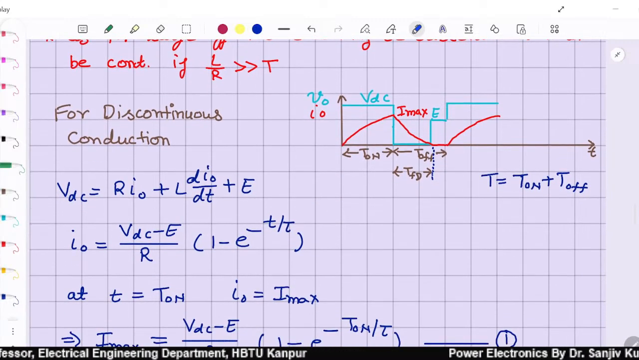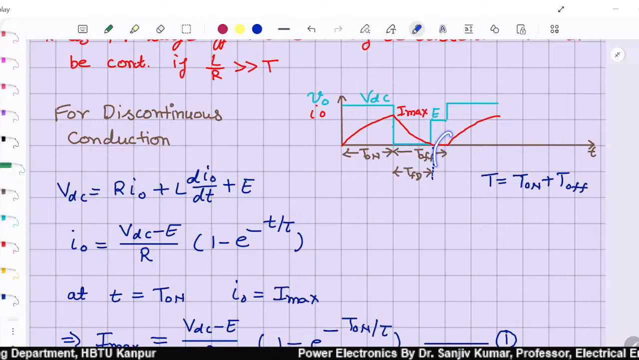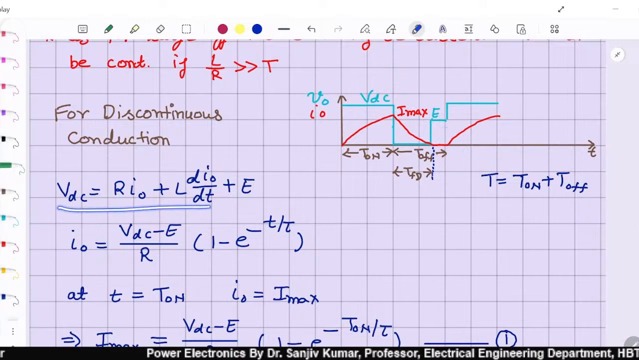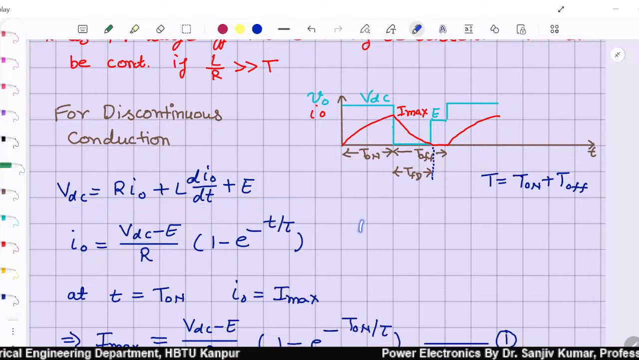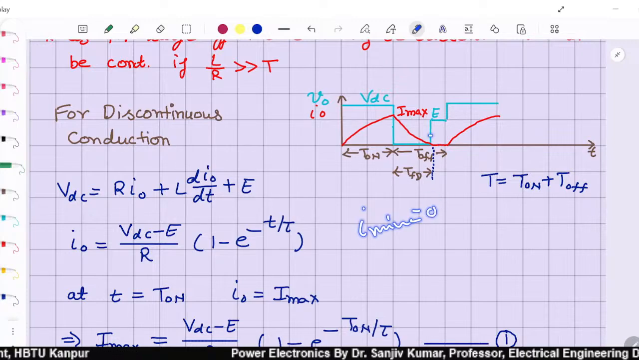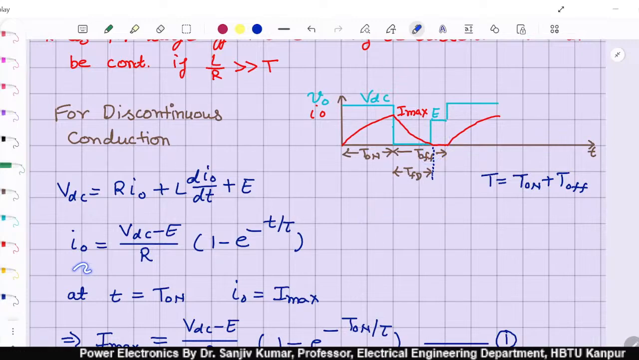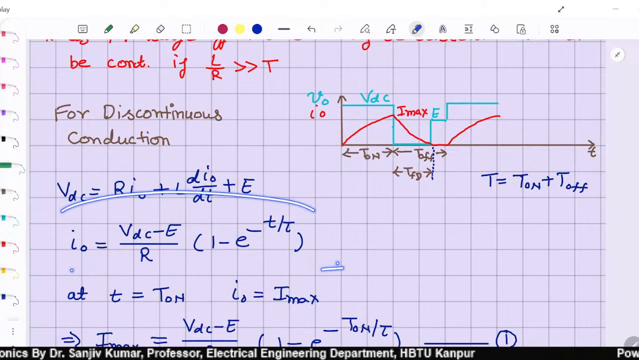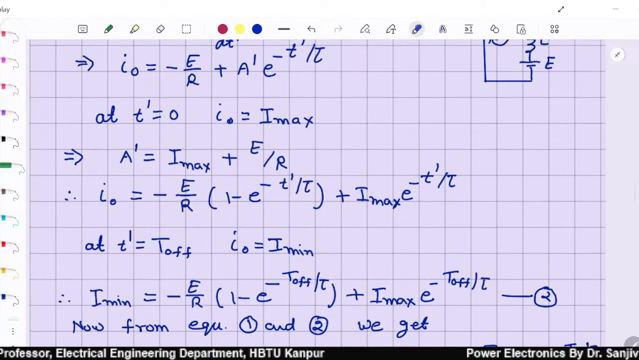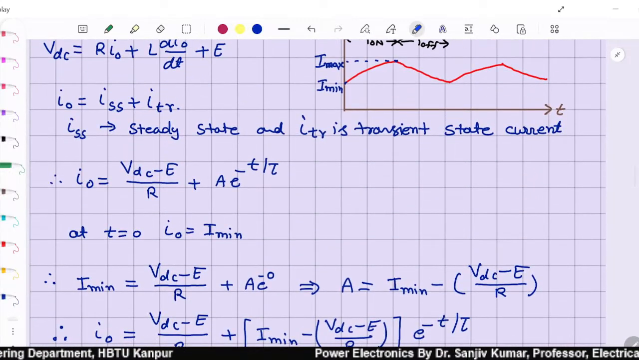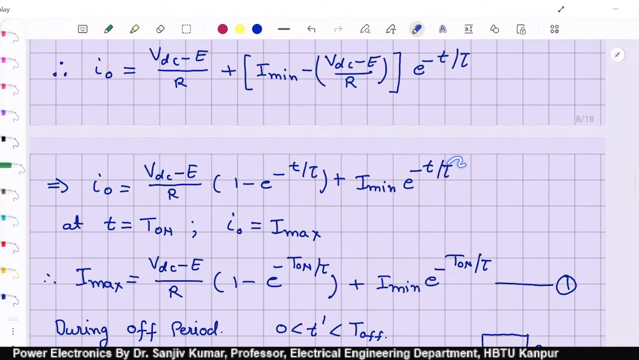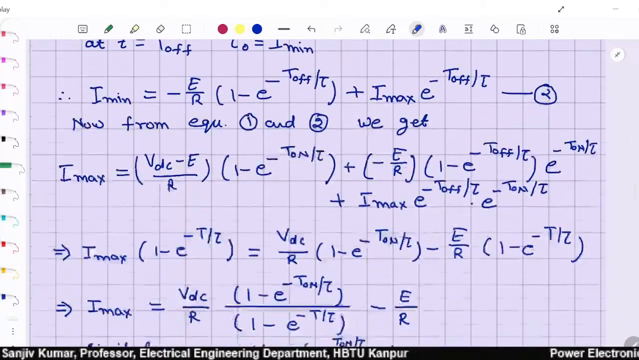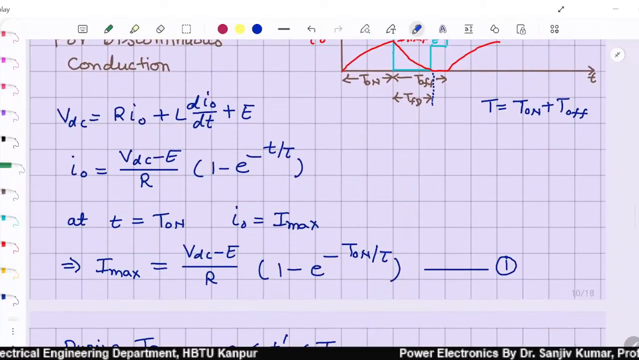Now for this continuous mode of conduction, just calculate the period. For this, again we have to write the equation VDC is equal to R I0 plus L dI0 by dt plus E, as I min is 0 because every time it is coming to 0. So I0 comes out to be this. You can have this value by simply putting I min equal to 0 here. Once I min is equal to 0, this value comes out to be this.